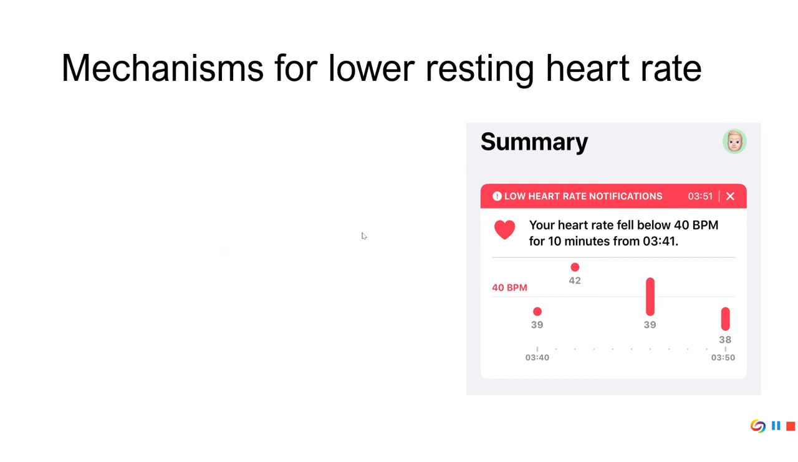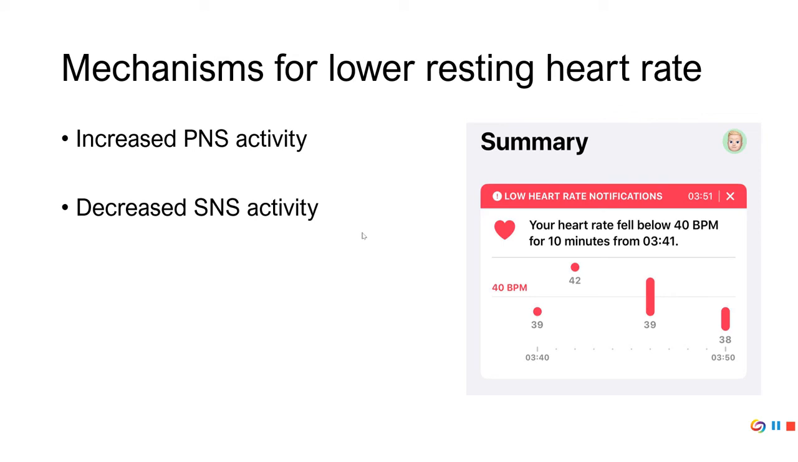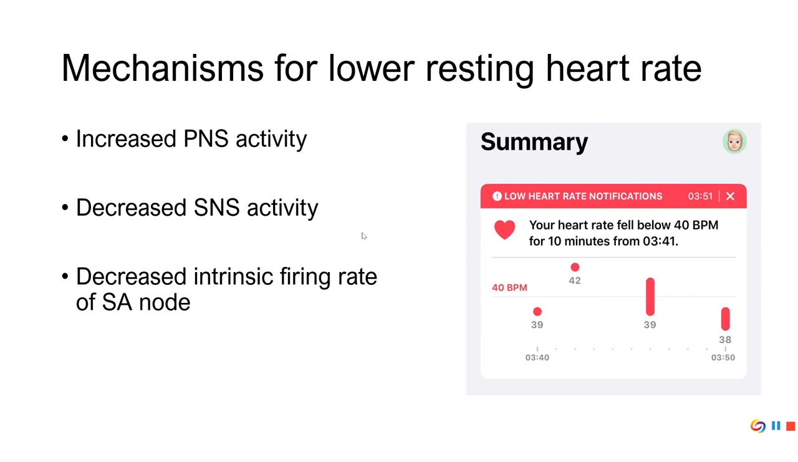Now, how does this happen? Well, more likely than not, people that have this bradycardia have a higher level of parasympathetic activity and a lower level of sympathetic activity for a given intensity. And the other thing that happens, which is really interesting, is that the intrinsic firing rate of the SA node is reduced. Okay, so instead of maybe going at 60 beats a minute, maybe it's 50 or even lower.